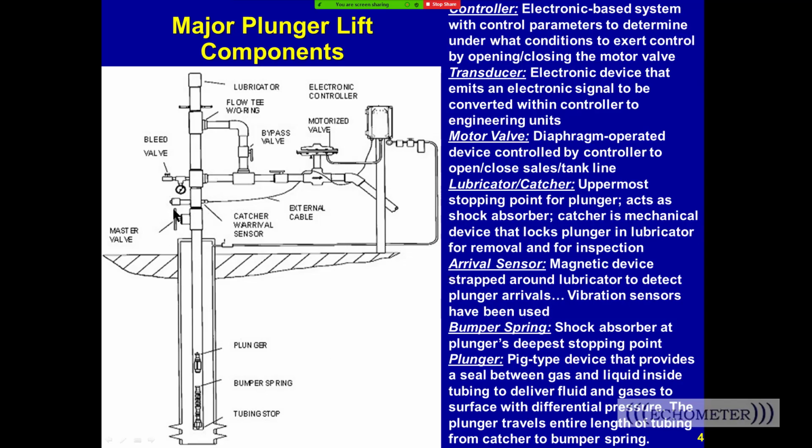Now the arrival sensor is typically right here, and it'll detect the arrival of the plunger, and there are different types of sensors and different types of transducers you can have to measure pressures and arrival velocities, and all those are used as input into the controller to operate the well. The plunger is a mechanical seal, and it seals the liquid above the plunger and the high pressure gas that drives the plunger to the surface below the plunger. So again, it's a very simple system. It's low cost, and it's typically efficient.